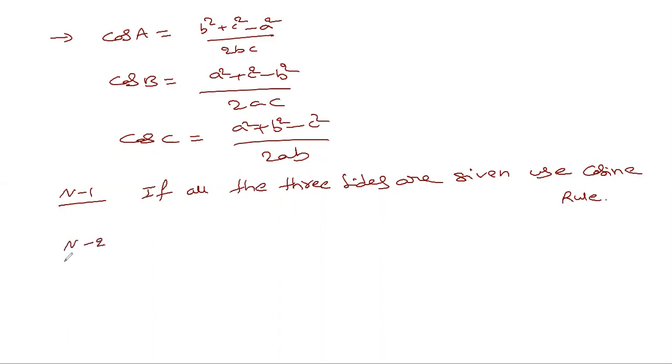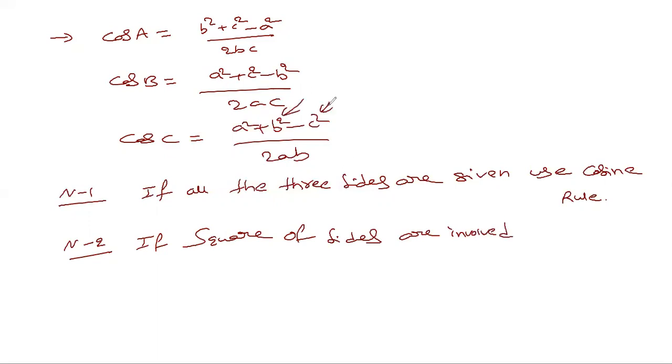Note 2. If square of sides are involved, see here, you can see in cosine rule square of sides, you can see in any problem square of sides are involved, use cosine rule. Next, note 3.